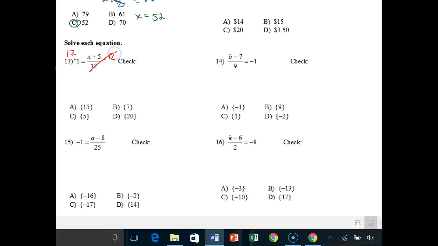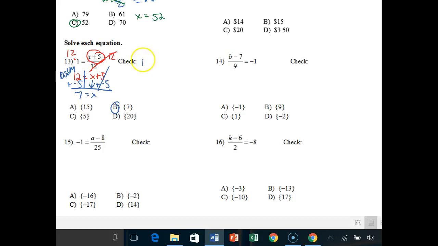It will cancel out. 12 times 1 is 12, equal to, bring that whole expression down, x plus 5. And now you just have a one-step equation. Plus negative 5, plus negative 5. Those cancel out. X gets dropped down. This is a DSSM, different sign, subtract, keep the sign that's more. 12 minus 5 is 7. There were more positives. It is 7.